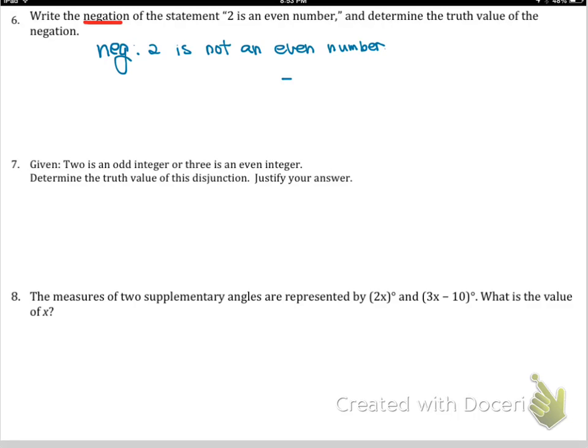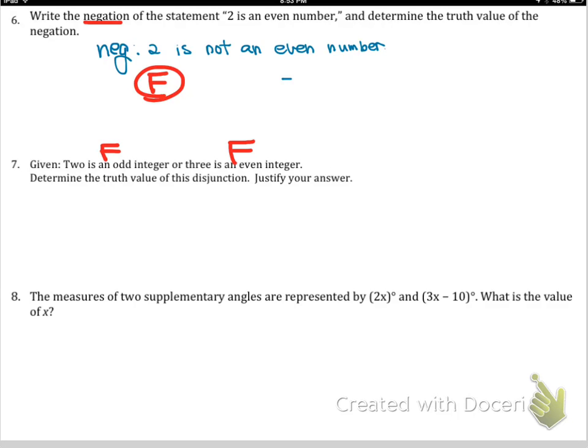Alright, now, the question is, what's the truth value? Is 2 not an even number? In fact, it is an even number, so therefore our truth value would be false. Now, let's look at number 7. Given 2 is an odd integer, let's look at it. That's false, isn't it? 2 is not an odd integer. Or 3 is an even integer. Oh, that's also false too.